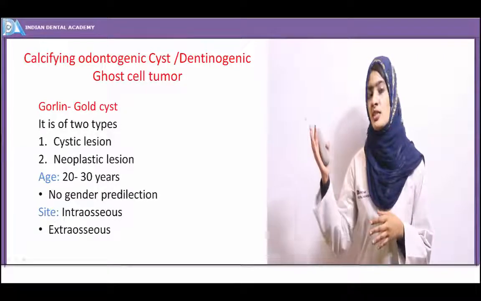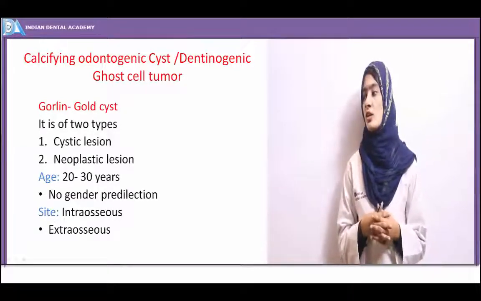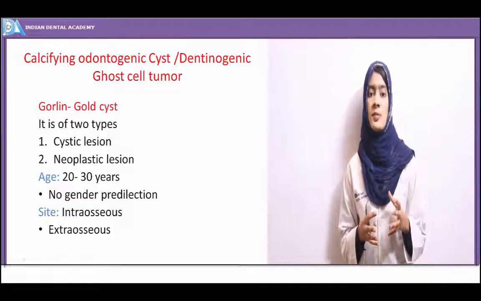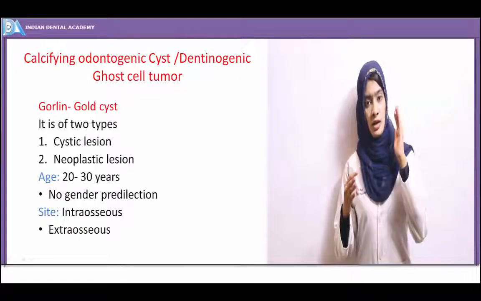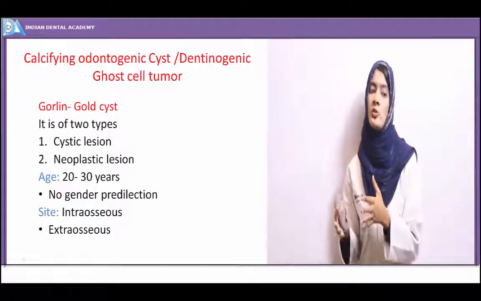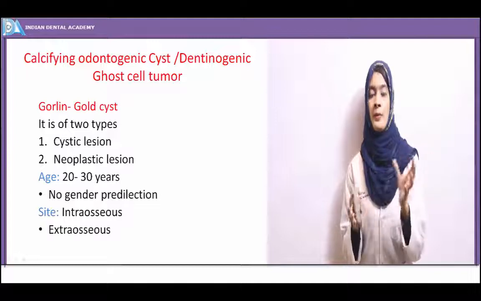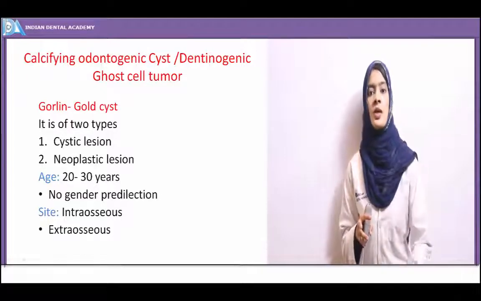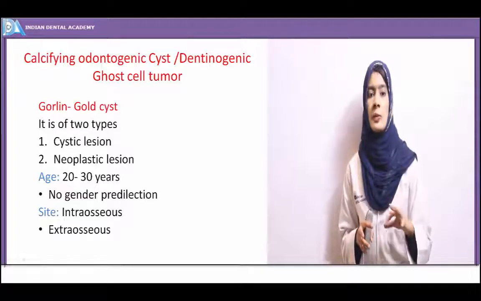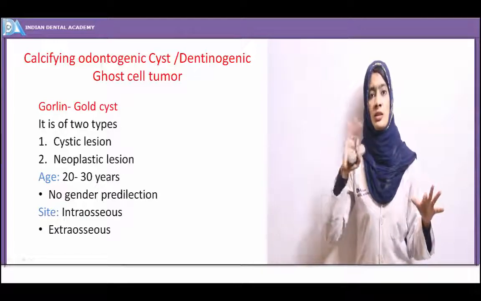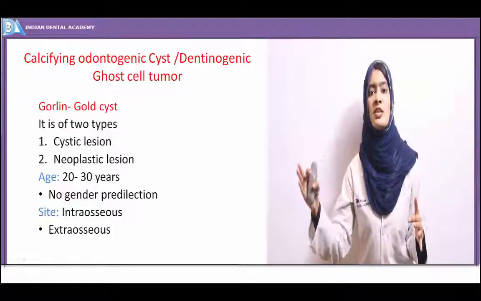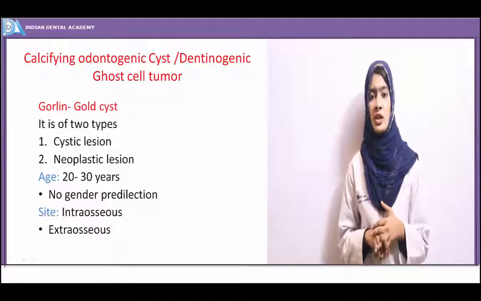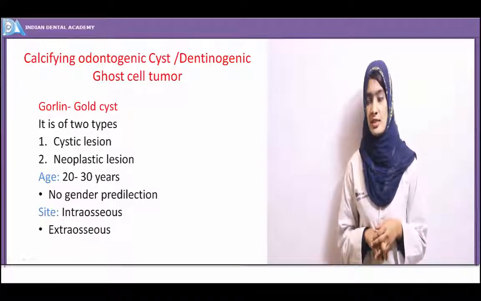The calcifying odontogenic cyst is also known as the dentinogenic ghost cell tumor or Gorlin cyst. There were a lot of theories proposing that it was a cyst, and a few of the authors argued that it was a tumor. Later on, Praetorius et al. gave that no, there are two variants. One is the cystic variant, one is the neoplastic variant. The neoplastic variant may show three patterns of variation: a unicystic variant or ameloblastomatous type variant, and a proliferative variant of calcifying odontogenic cyst.